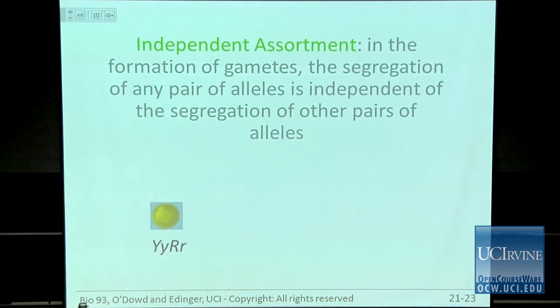Okay. So the second of Mendel's principles or laws is independent assortment. In this case, he said, in the formation of gametes, the segregation of any pair of alleles is independent of the segregation of other pairs of alleles. We have here a dihybrid, heterozygous at two loci. It has a dominant phenotype. Yellow is dominant, round is dominant.